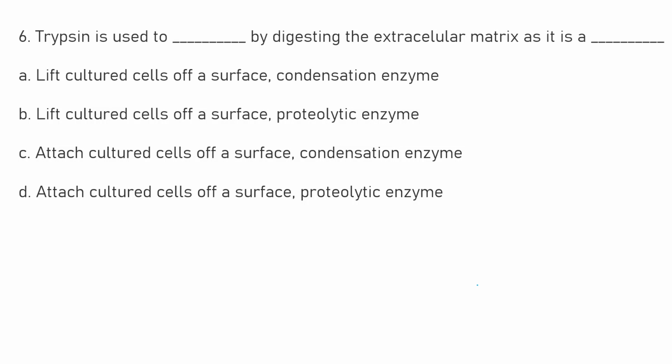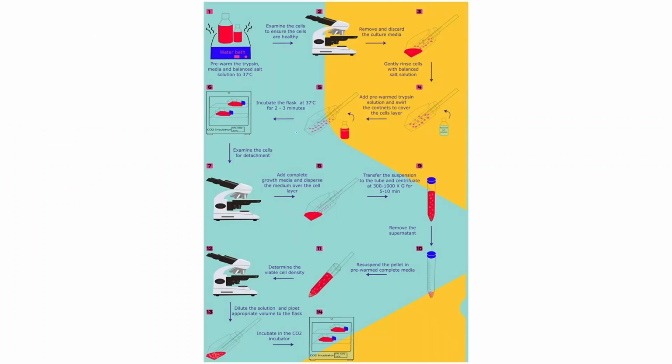Yeah, so the correct option is B. Trypsin is used to lift cultured cells off a surface as it is a proteolytic enzyme. So again, this is a basic flow of how to passage cells or subculture cells using trypsin.